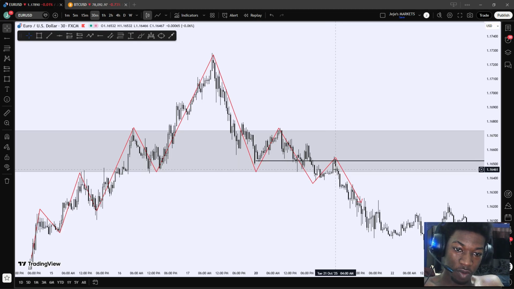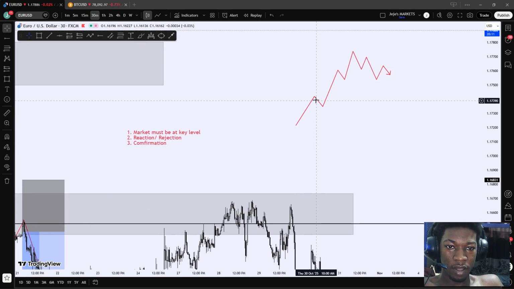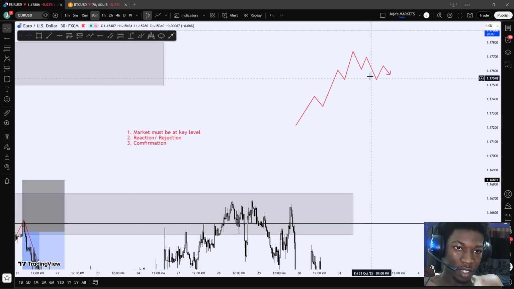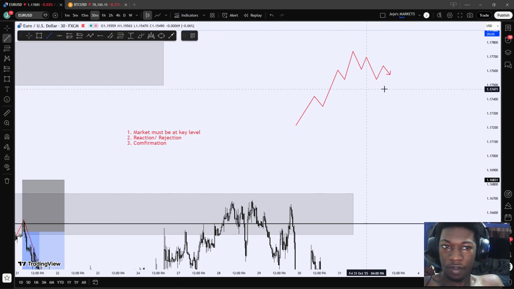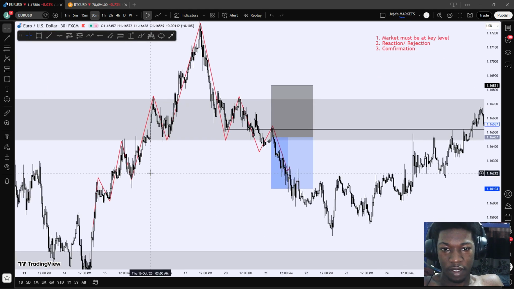So my entry would be around right here. This is the confirmation I was talking about. Where is it? This one here, you see, break of structure, failure to break structure, change of character here down. The change of character is here like this. The change of character there, retest, make your entry right here. So yeah, same thing that happened right here.